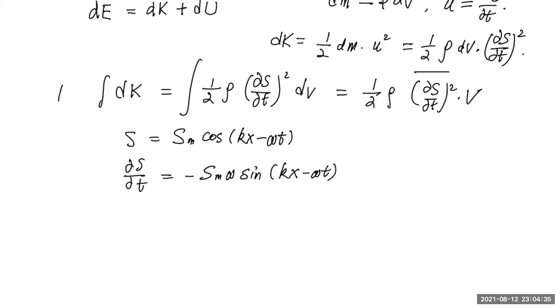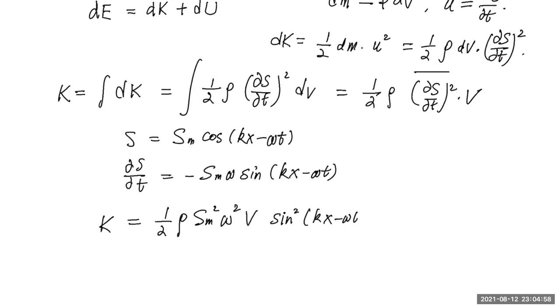So then you get K for this volume V equals 1/2 rho times the partial s partial t squared. So let's do that. You get s maximum squared, omega squared, and you have the volume, and then the sine squared of kx minus omega t. Now remember, I have to take the average value. So what is the average value of the sine squared function?